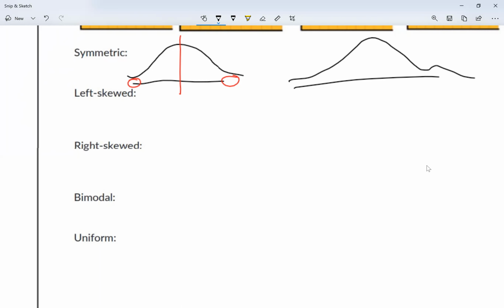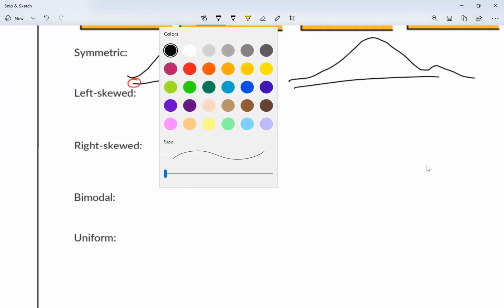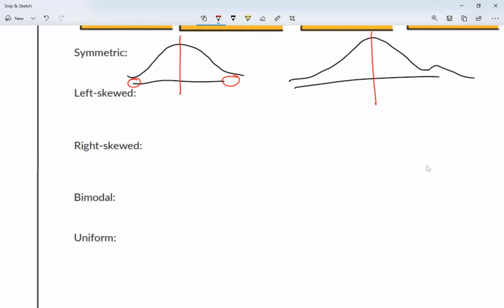You see my little bump on the right? It's okay. It doesn't have to be exactly the same. It doesn't have to be identical. It has to be about the same. Keep in mind, I said about. I can imagine my line here, and my left side is a reflection of the right side. That's what we're going to call symmetrical or symmetric.